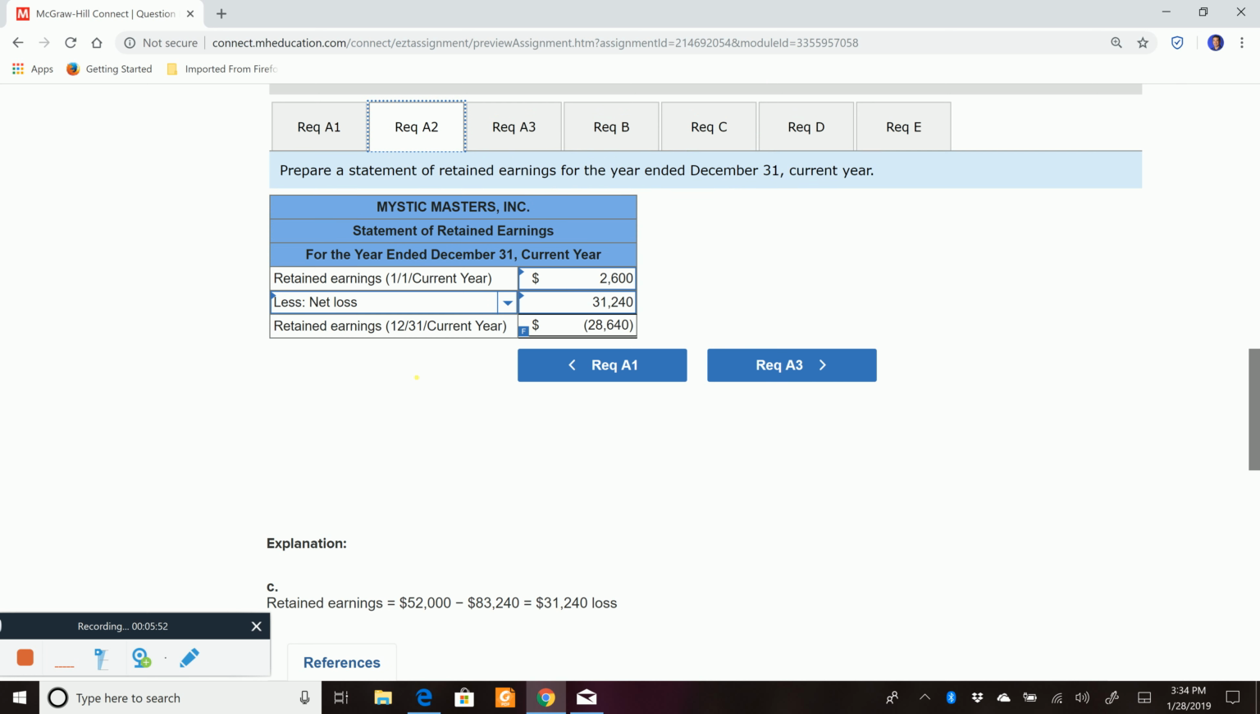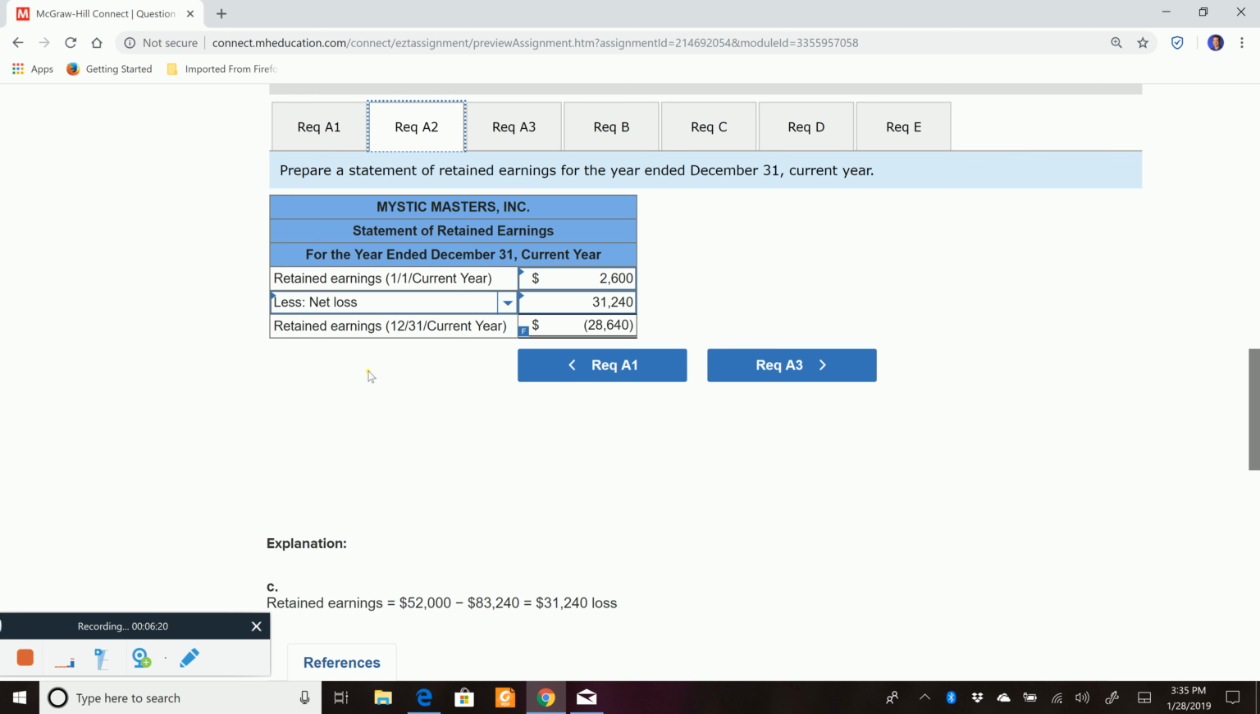$31,240. Now, if it was a net income, we would say positive amount and add it to the beginning retained earnings, but it wasn't, right? This was a net loss. So the net loss means revenues minus expenses. And the expenses are bigger than the revenues with the net loss. So we're going to subtract this number from the beginning retained earnings. And then we would subtract out dividends. In this example, there are no dividends.